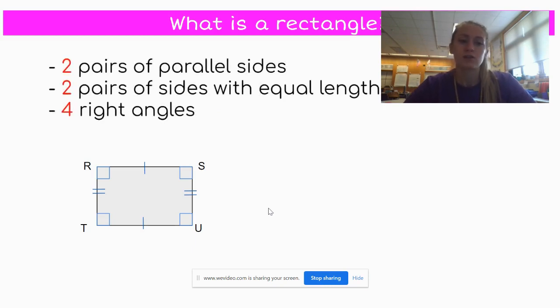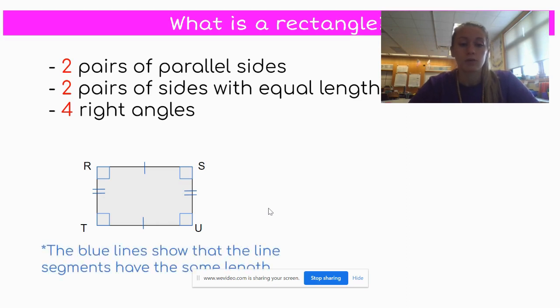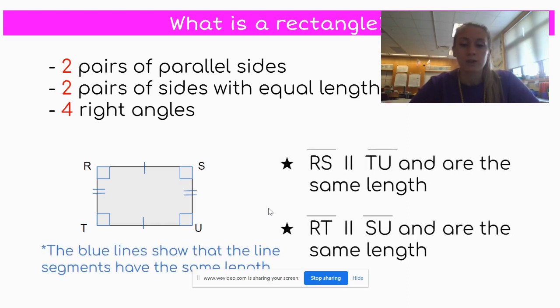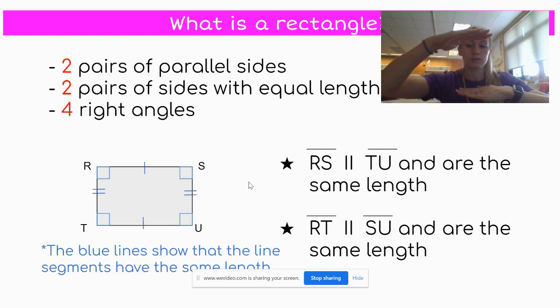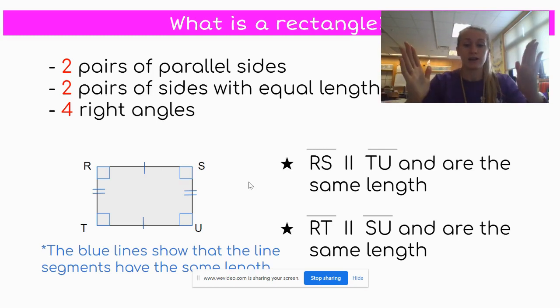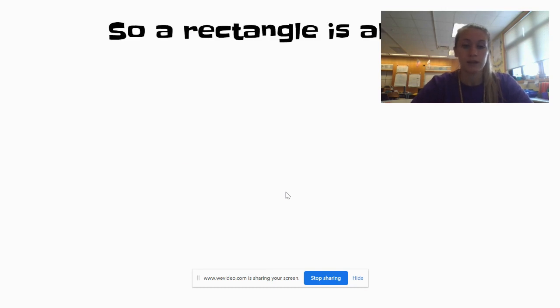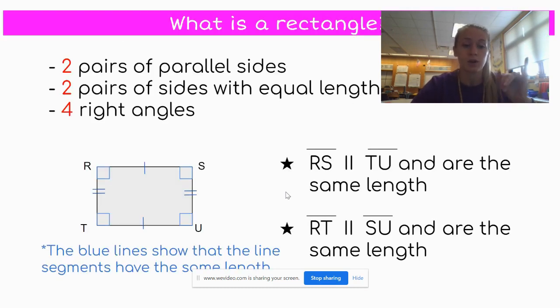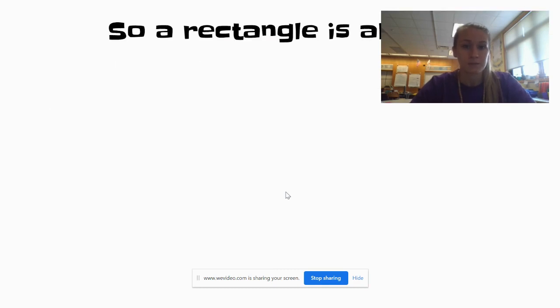Now, a rectangle has two pairs of parallel sides, and 2 pairs of sides with equal length, and 4 right angles. We know about the 4 right angles, but this means that they all don't have to be the same length, as long as the top and bottom are the same length and the sides are the same length. So we can see here that RS and TU are parallel and they're the same length, and RT and SU are the same length and they are parallel. And the important difference between this rectangle and the parallelogram is that there are right angles.